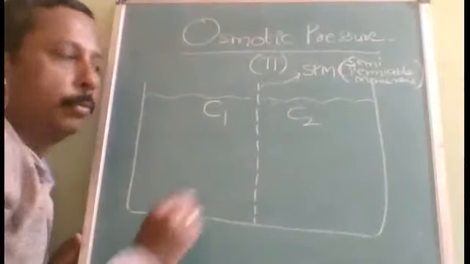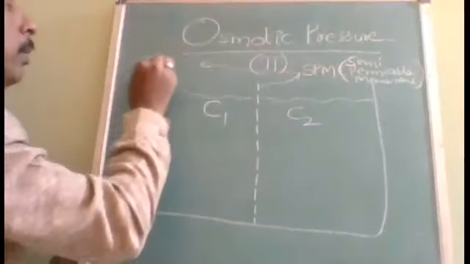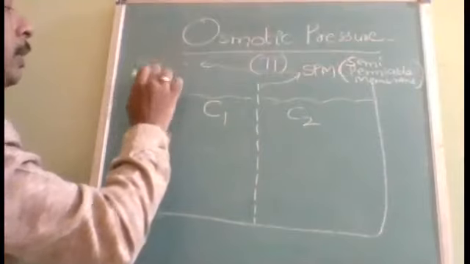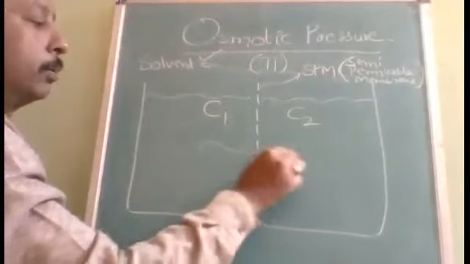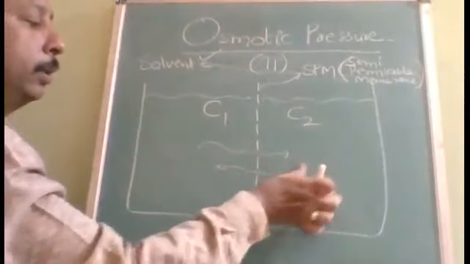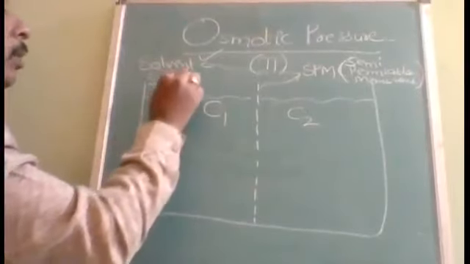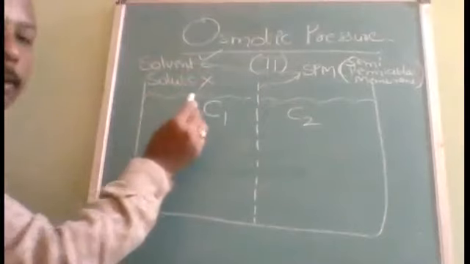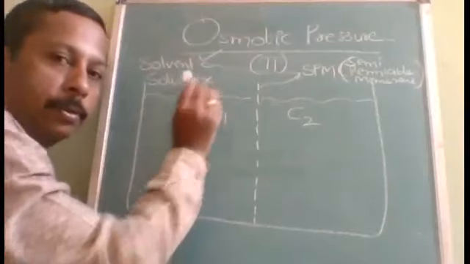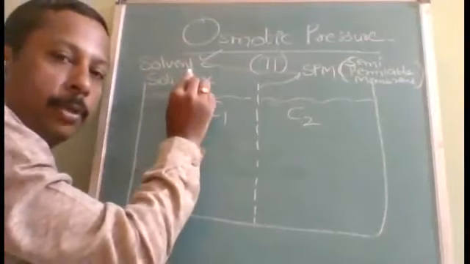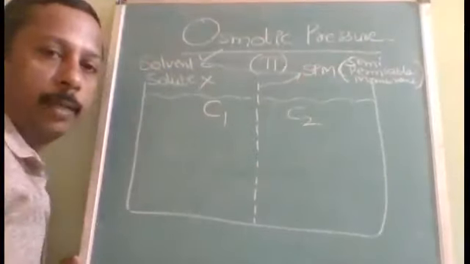Okay, now there is this semi-permeable membrane. Why is it called semi-permeable? Because it will allow only the solvent particles to pass through like this. So solvent can move through these pores and solute cannot move through these pores. So that's why semi, only half is permitted, half is not permitted. That is called a semi-permeable membrane.